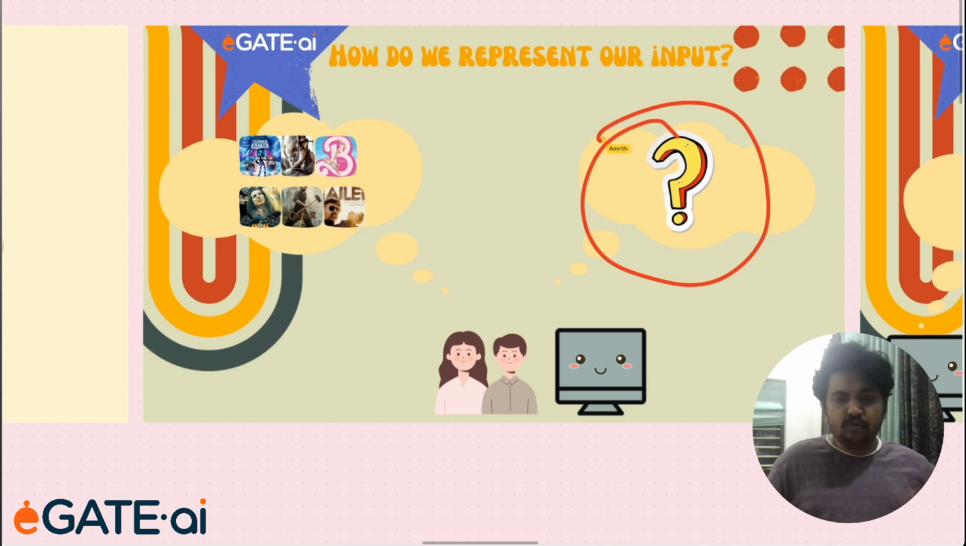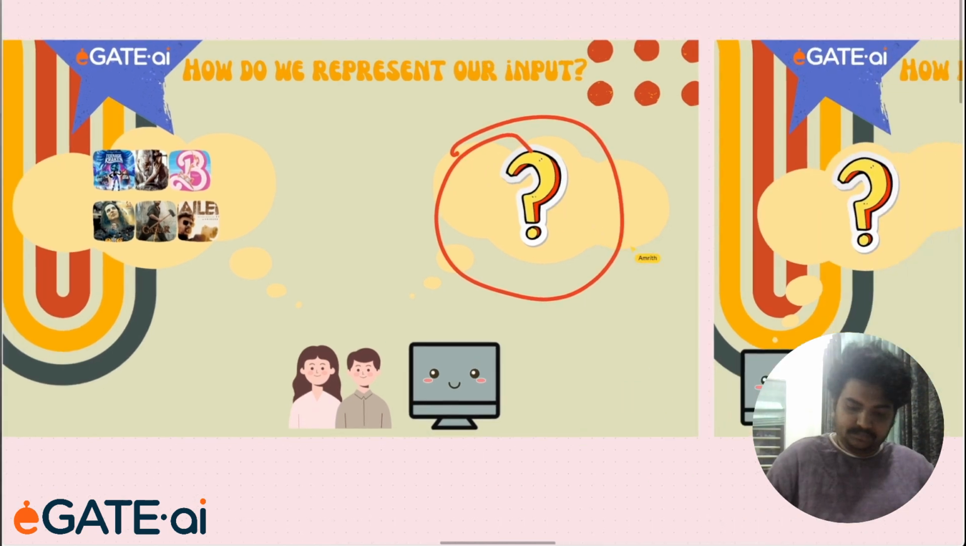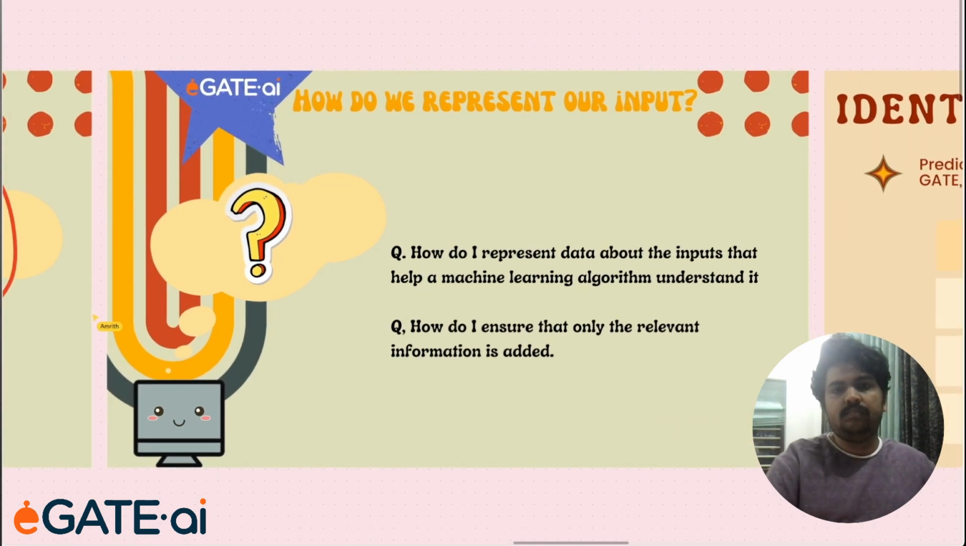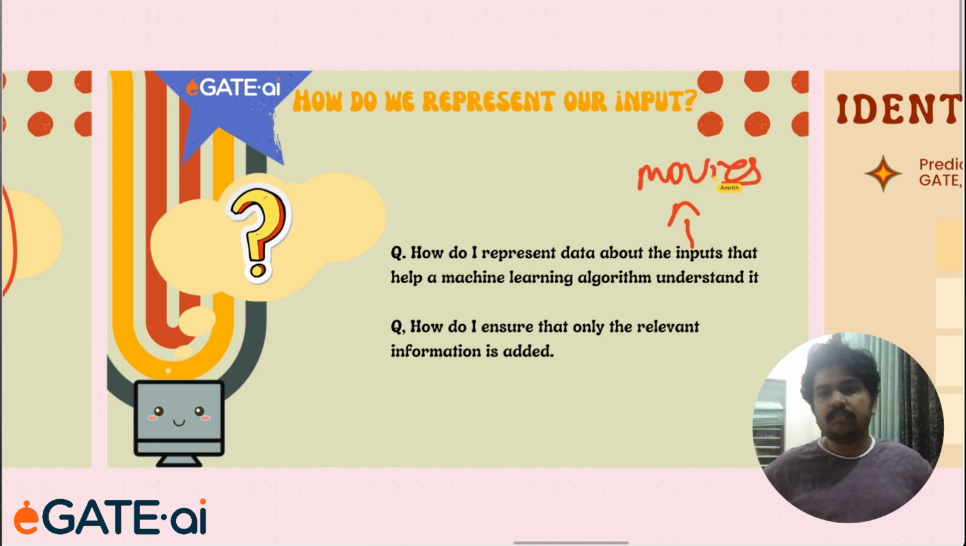So there are two questions here. How do I represent data about the inputs? In this case, we are talking about movies. That helps a machine learning algorithm understand it. The second question is, how do I ensure that only the relevant information is added?